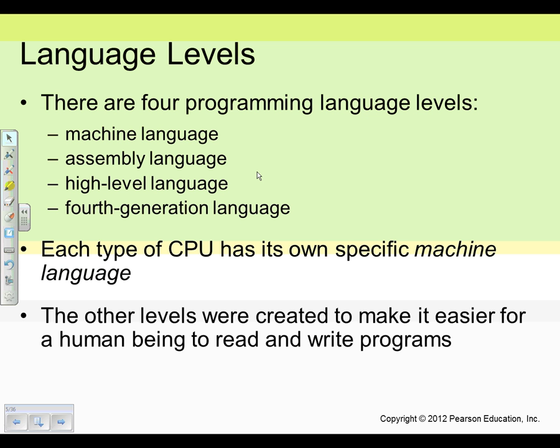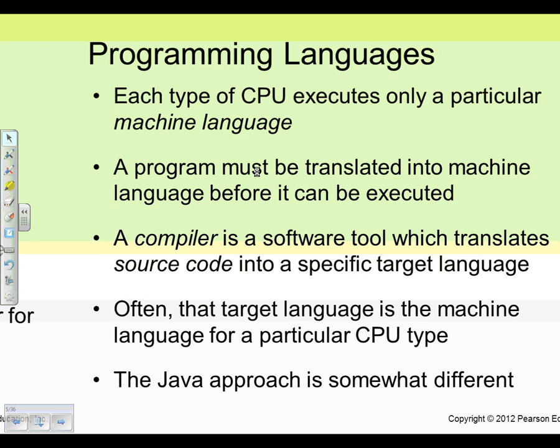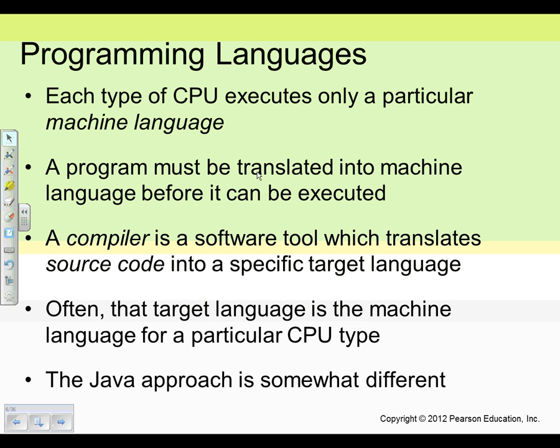The other levels, the high-level language and the fourth-generation language, were developed to make it easier for humans. Computers could care less. A language has to be translated into a machine language before the computer can run it. Does not matter whether we're talking COBOL, Fortran, C, VB, Java, I don't care what it is. You have to convert it first, all right? And that uses a compiler. Now, a compiler translates source code into the target language.